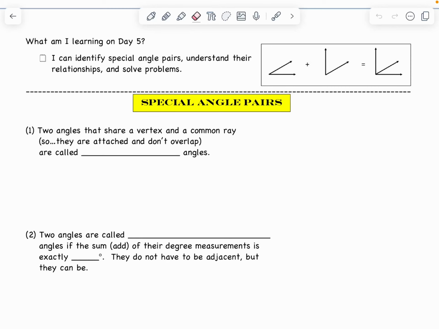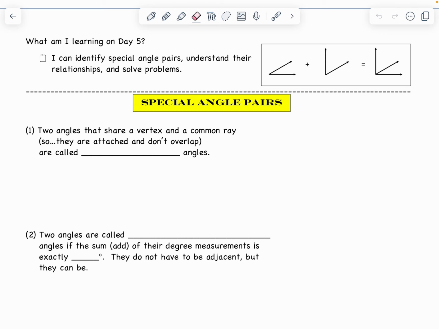All right, so here's day 5 of Unit 1. Yesterday, on day 4, we talked about single angles, like different vocabulary, how to name a single angle, all that good stuff. Today, we're going to talk about special angle pairs, right? So if you have two angles, maybe they have a special relationship with one another. Because remember, this class is all about being able to analyze a diagram or a situation and find a relationship.